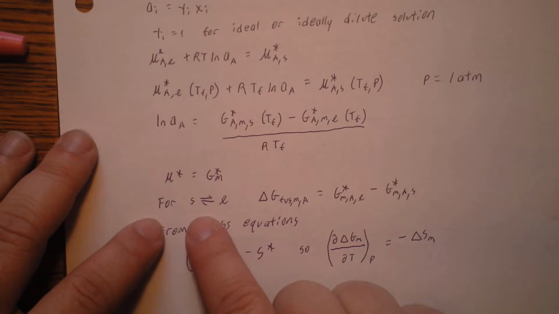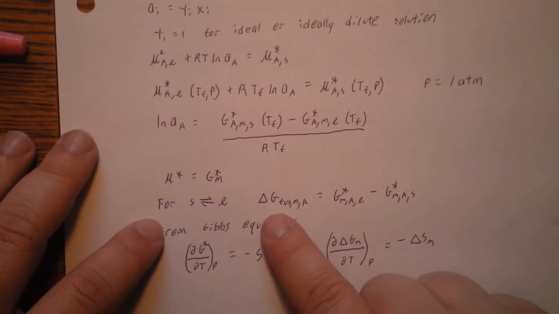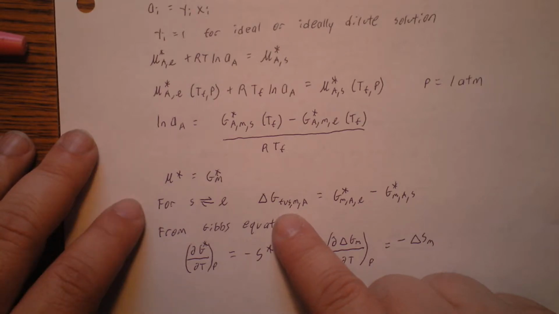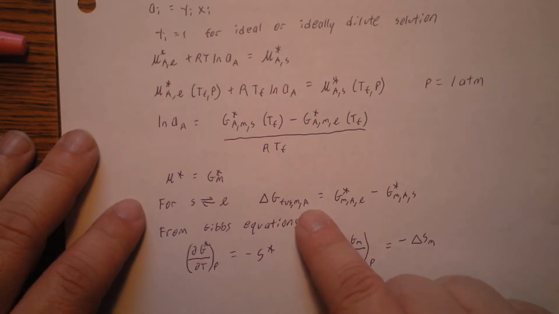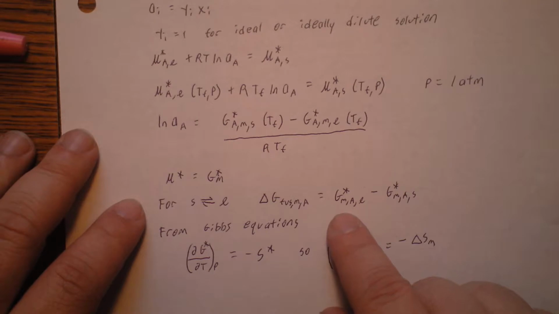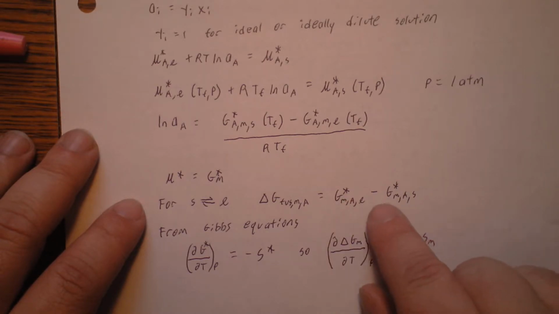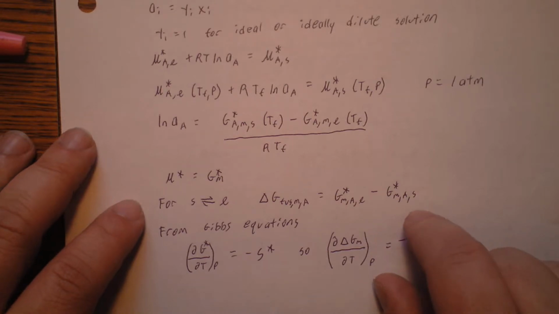For solid in equilibrium with liquid, in other words at the freezing point, then the change in Gibbs free energy of fusion, remember what we call melting, fusion, not nuclear fusion, molar of substance A, is equal to the molar Gibbs free energy of substance A in the liquid phase when it's pure, minus the molar Gibbs free energy of substance A in the solid phase.